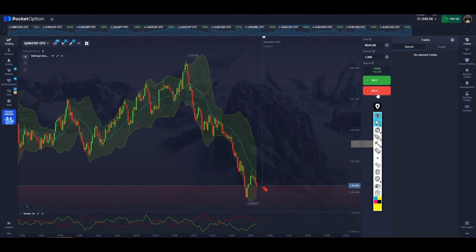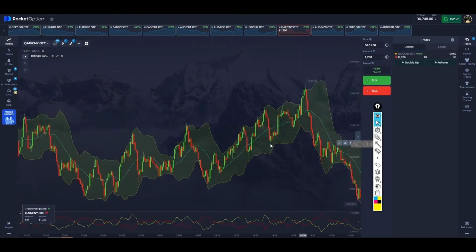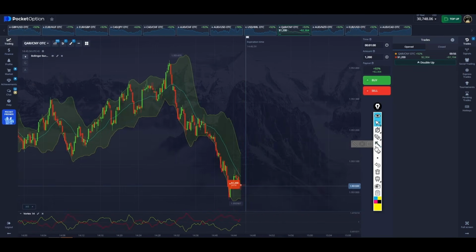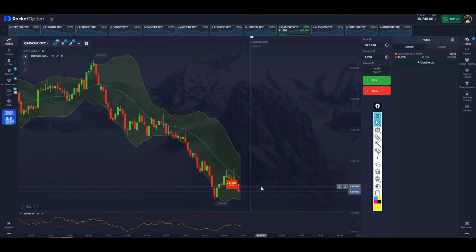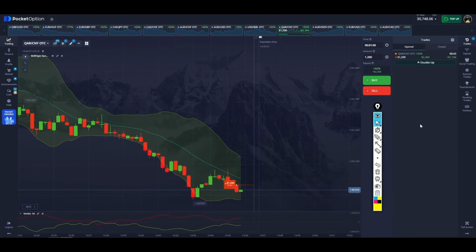Okay guys, let's try to trade this situation. I'm entering the market with a sell position. The trend is indeed downward and Vortex is showing seller dominance, which is just what we need. Honestly, I'm quite nervous, but I'm keeping my composure. The trade is already open, so let's see if I can make a profit in this trading session.